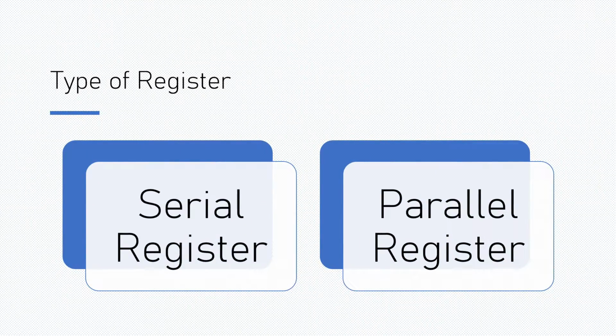Okay guys, so when it comes to types of registers, there are serial type and parallel type registers. For the serial type register, the register is going to allow the data to be input serially, and for the parallel type, individual inputs are allowed to enter the register at the same time. So that's a different sequence of how the registers are processed. So there's a serial register and there's a parallel register.